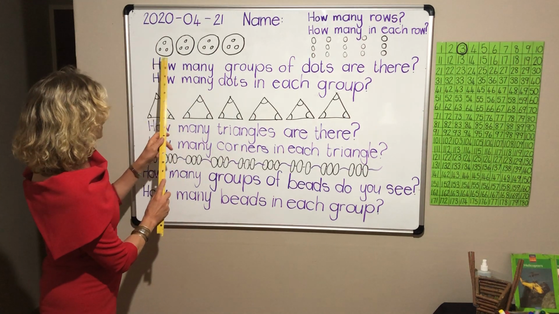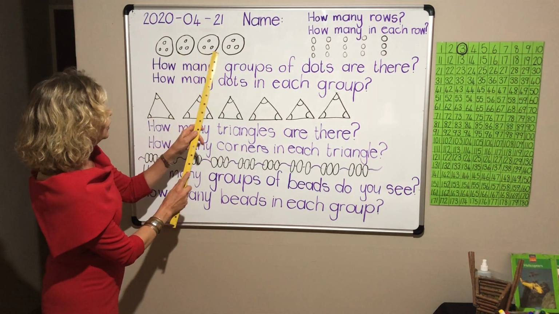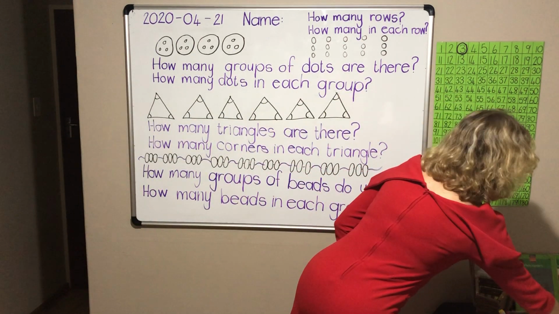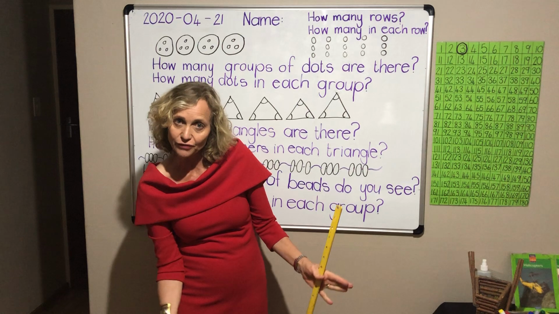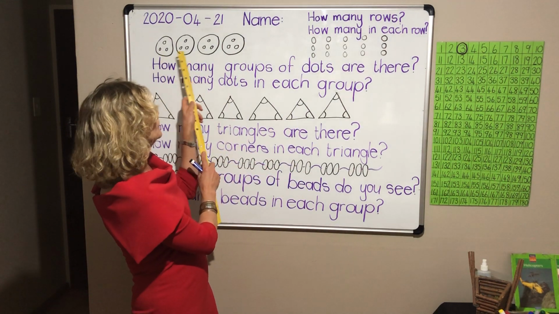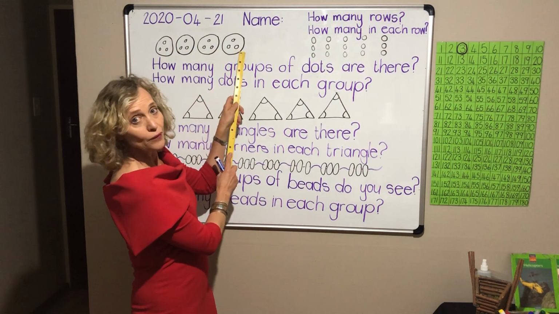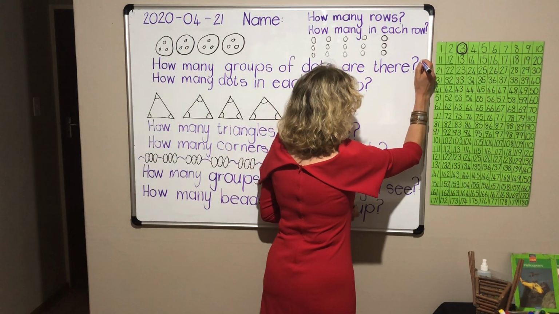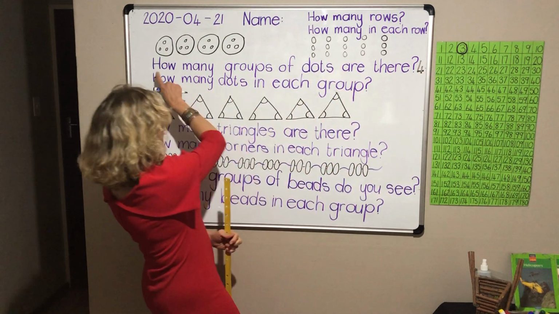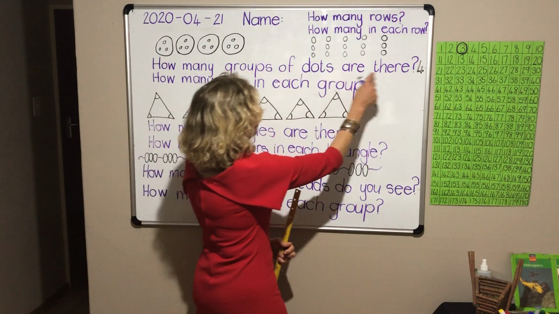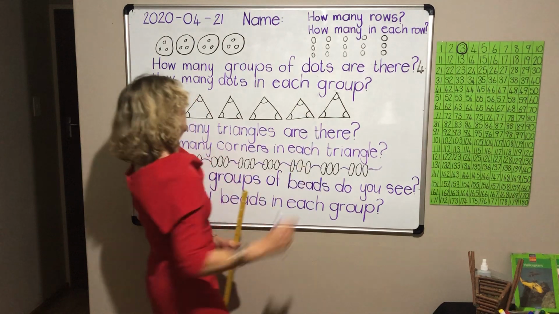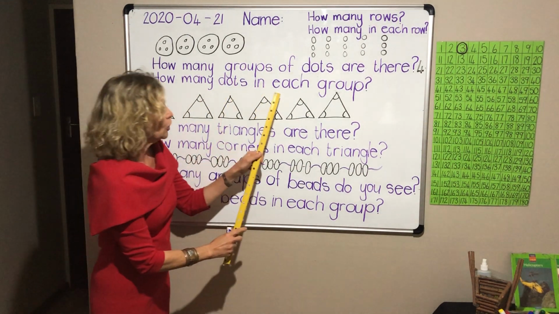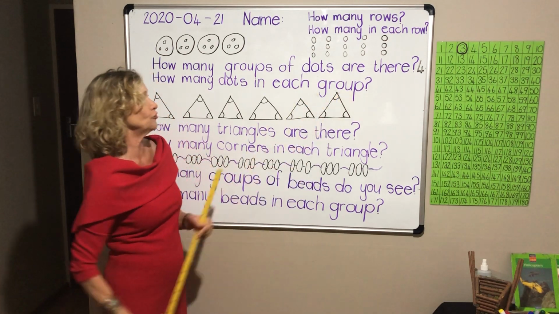I have drawn 1, 2, 3, 4 groups of dots. Okay, so if you have to tell me, how many groups of dots do you see? There, that's right, that's 4. 4 of them. And I will write how many groups. How many groups of dots are there? 4. Okay, the next question we need to answer. How many dots in each group?